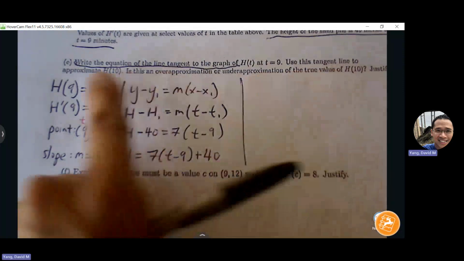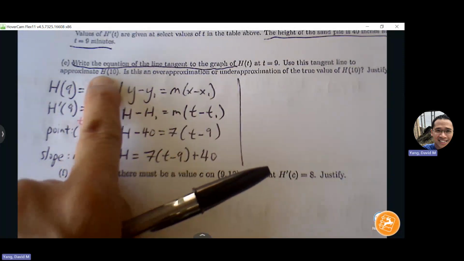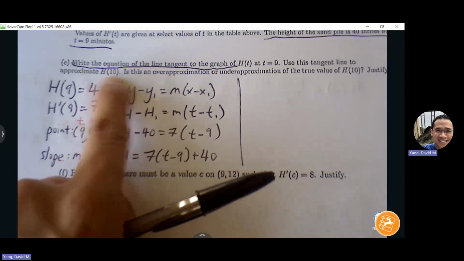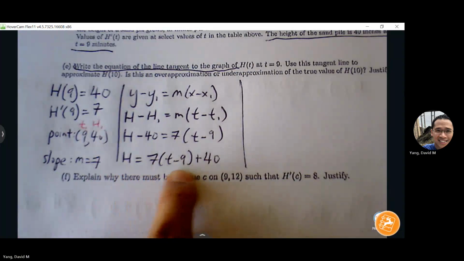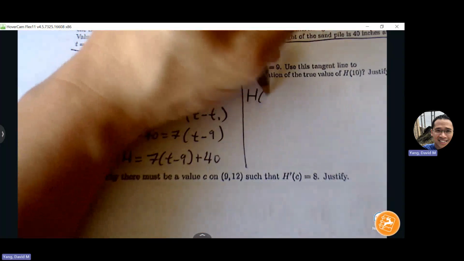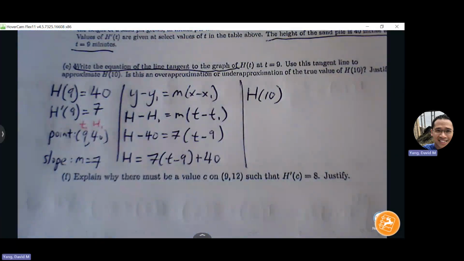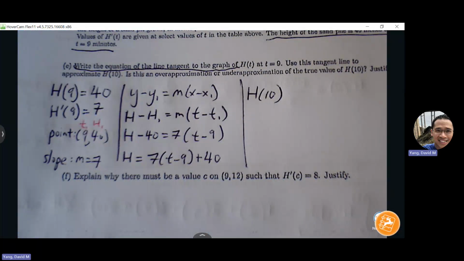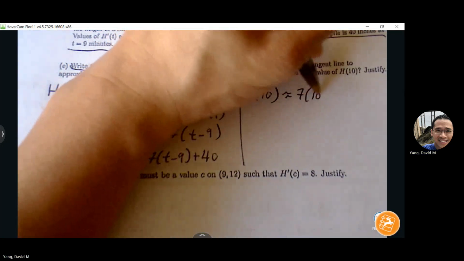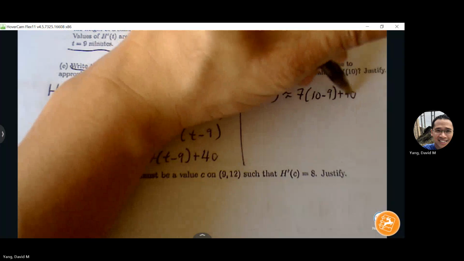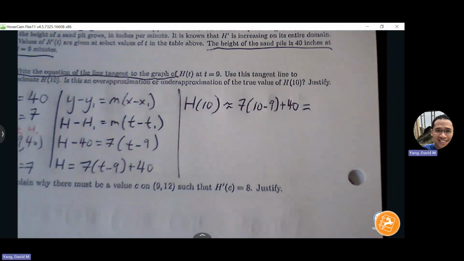Okay, use the tangent line to approximate h of 10. So this is linear approximation. Sometimes it's a decimal value. In this case, they're just giving you a value that we could plug in. So we'll plug in 10 for t. So we'll just say h of 10. Because we know how much sand there is at 9 minutes, and because we know approximately what the rate is, we can figure out what the sand pile is going to end up being at 10 minutes, or at least an approximation of it. So what is that going to end up giving us? 47.